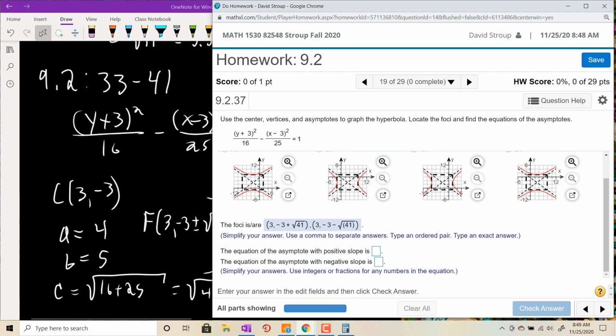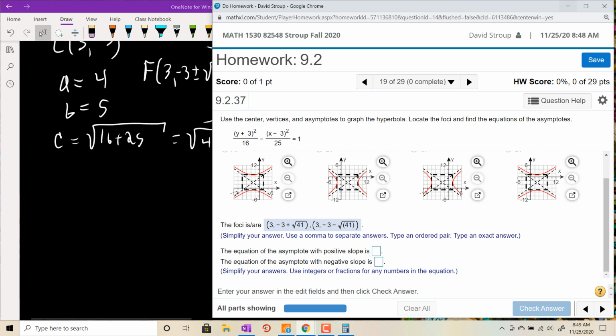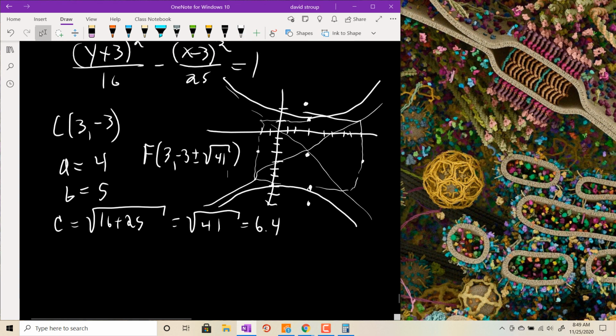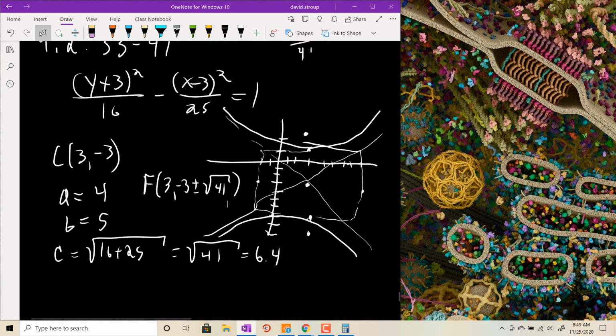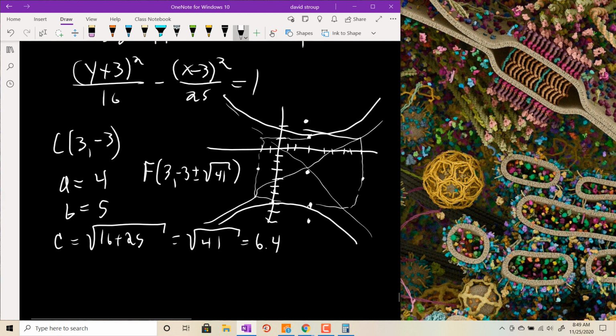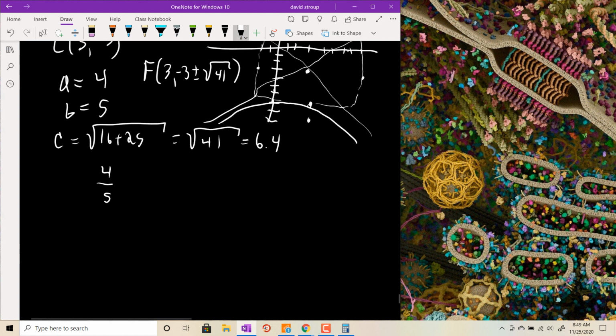And oh, it wants the asymptotes as well. So you have the equation of the asymptotes on your formula sheet. In this form, it's rise over run, so a over b is your slope, 4 over 5. And it'll be either plus or minus, a positive version or a negative version.